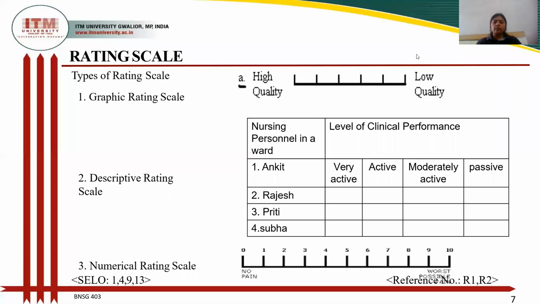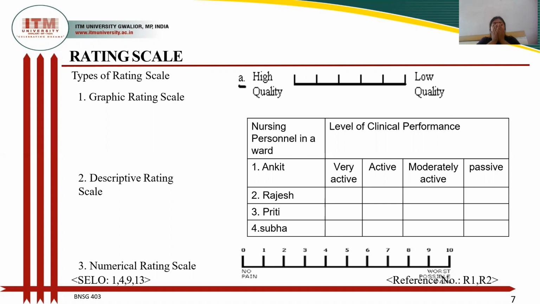So in this graphic method of rating scale, we are finding how much quality a particular thing has, whether it is of high quality or low quality. With the help of the graphic scale, we can assess it. If it is very good, high quality, then we can mark it in the high quality area, and if it is of low quality, then we can mark it in the low quality area. If it is in between, then we can mark it in the in-between area. So this type of rating scale, we call a graphic rating scale.